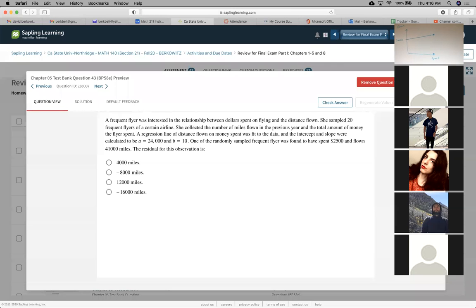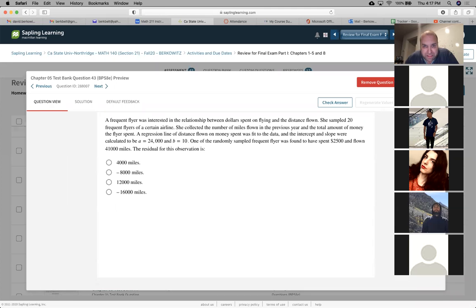I don't really have a full scale here, but 24,000 on the y-axis. So I have an upward slope of 10. And you can see my y value is distance flown and my x value is money spent. Because if you think about it intuitively, the more money you spend, the greater the distance. That should be the causal relationship, should there be one.